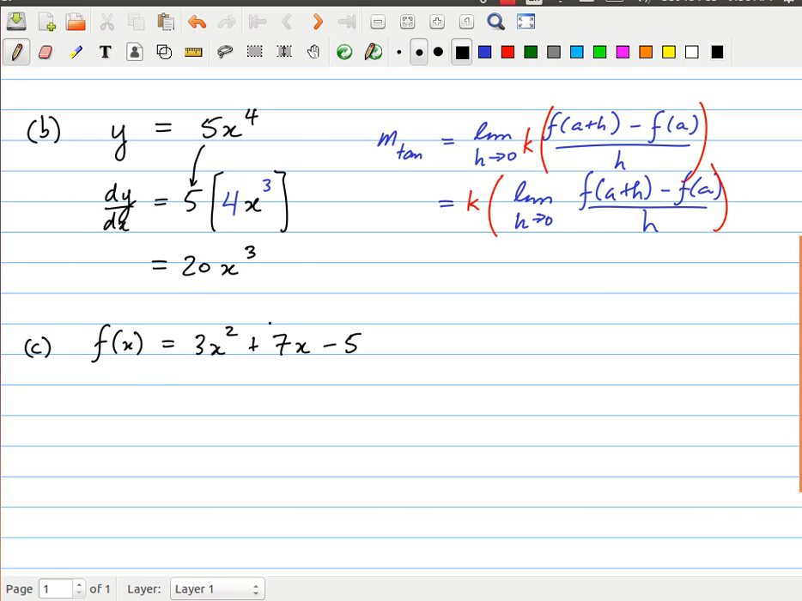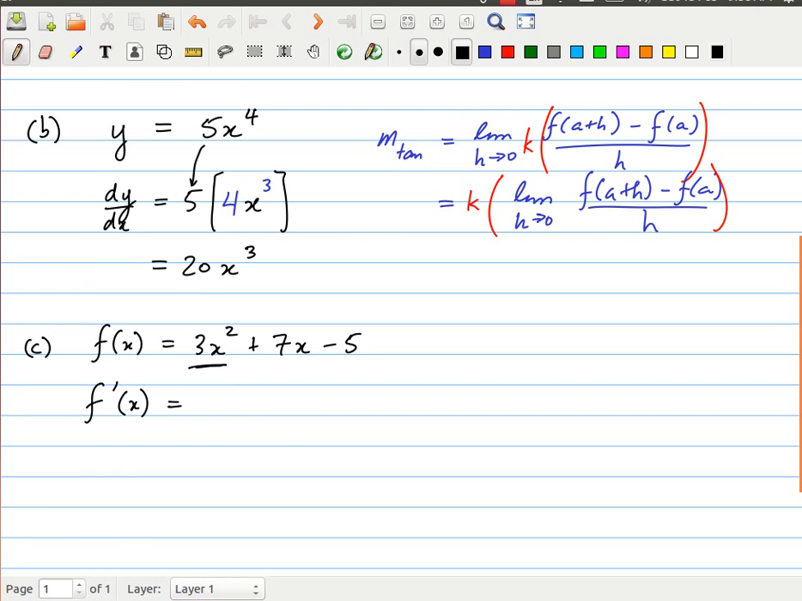For this one, when we take the derivative, we're going to make use of a couple of rules. In this case, I'm going to say f prime of x is equal to, now, the first case we run into is the first term, 3x squared, which is similar to the 5x to the fourth that we just did.